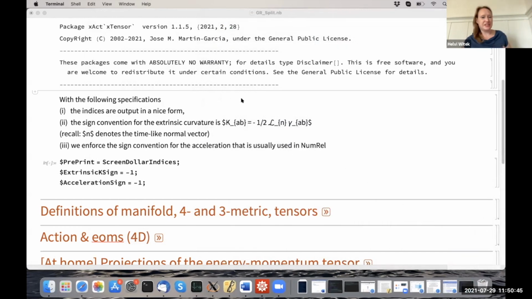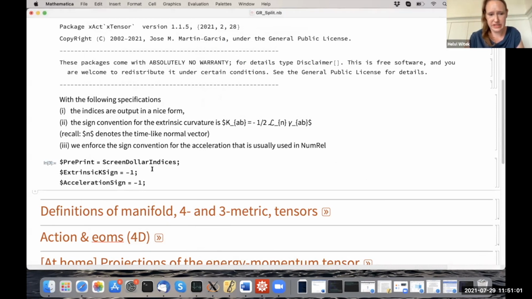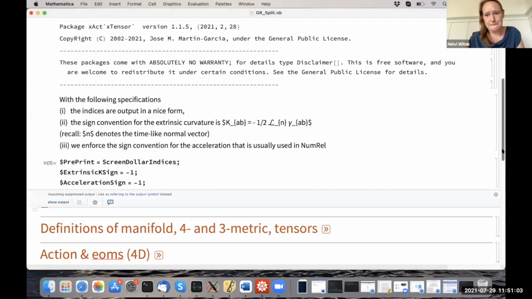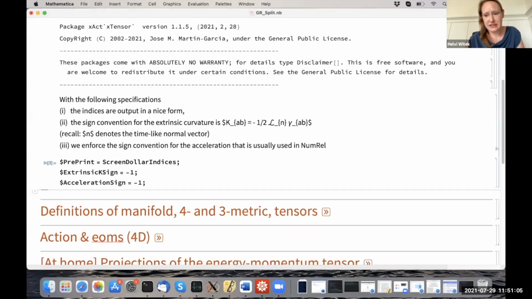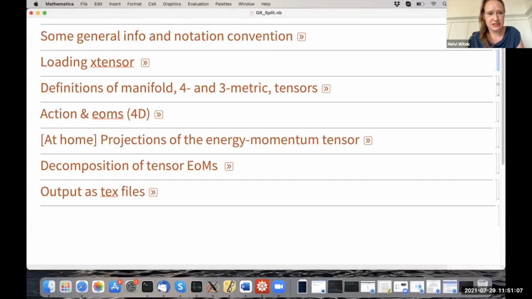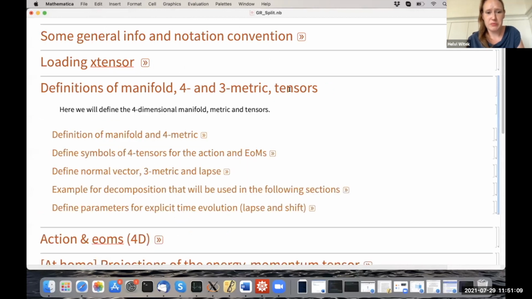No. Okay, so as I was saying, this is just a definition here. I will define the extrinsic curvature with a minus sign so that our normal vector and our time slices will be future directed, and likewise for the acceleration. So I just run this here. Then the next point is defining our manifolds and our matrices.